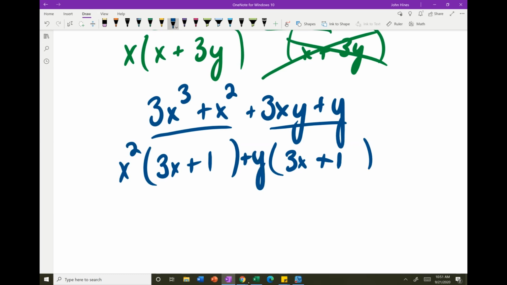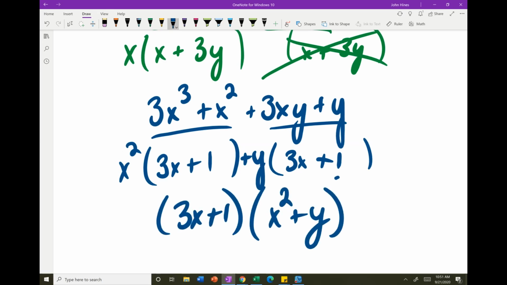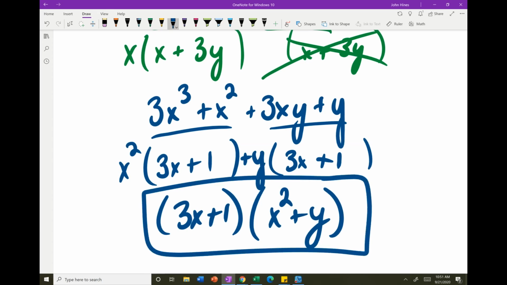Notice I just didn't write y, I took out a positive y, and I'm left with 3x plus 1 and x squared plus y. Can't factor that anymore, so we're done.